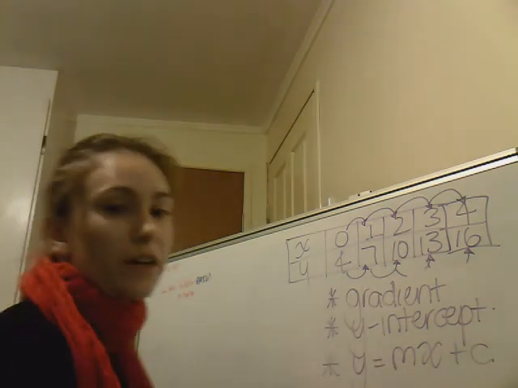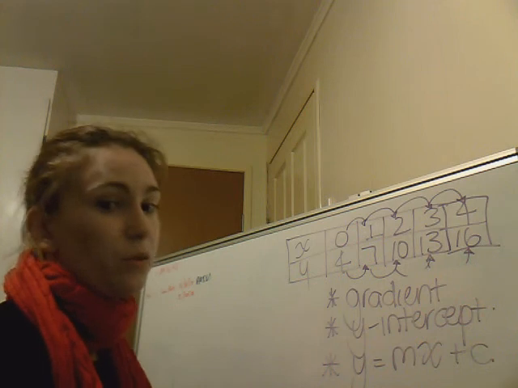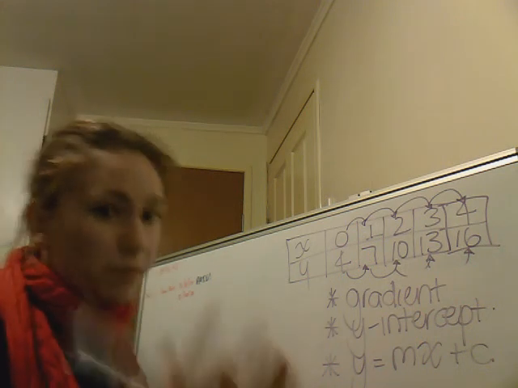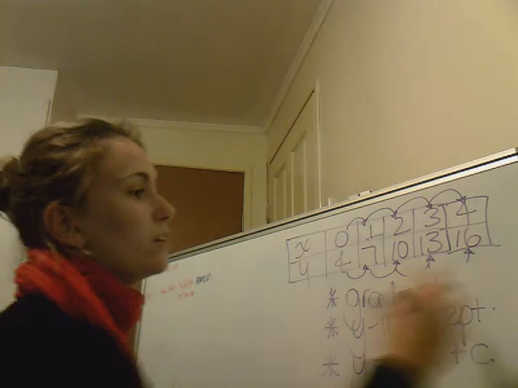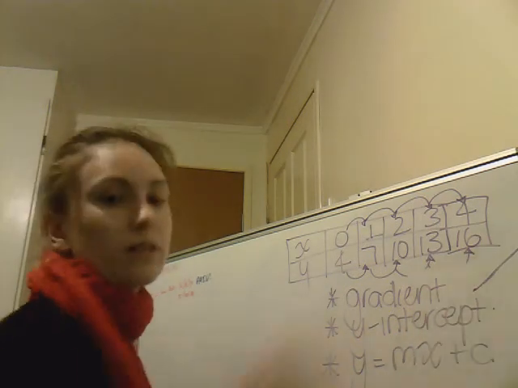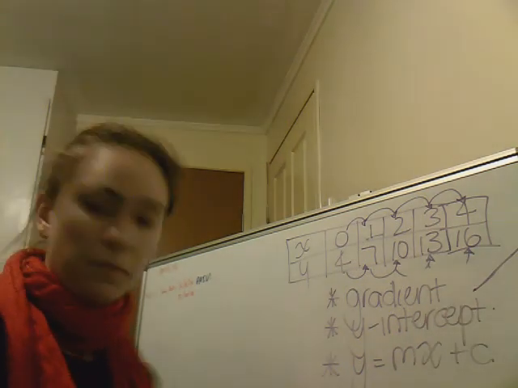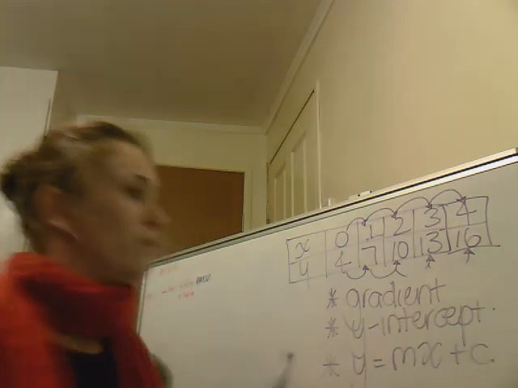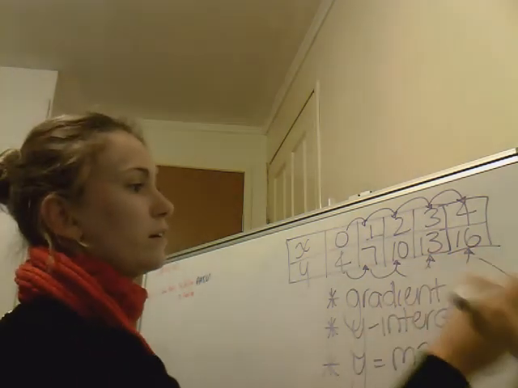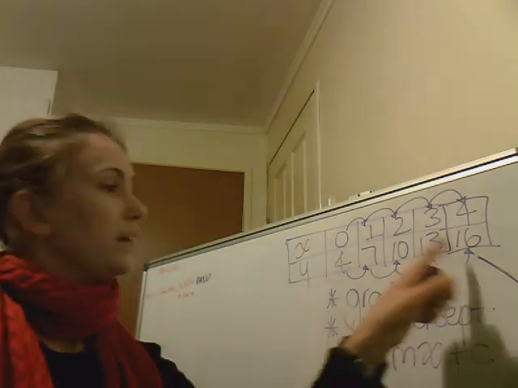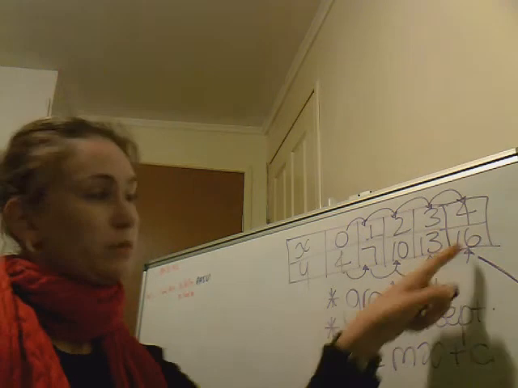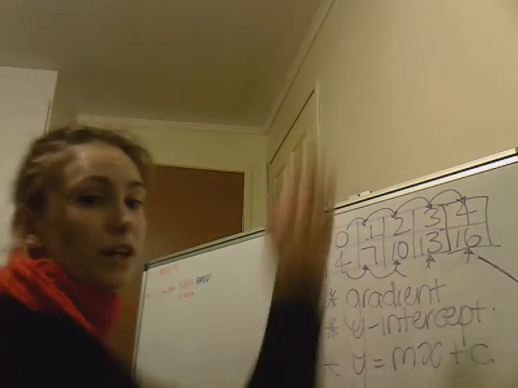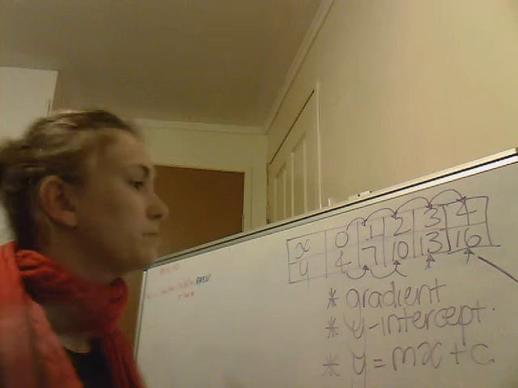If our gradient value is positive, what does that mean? It means our line is going to look like so. If our gradient is negative, our line is going to go from left to right, sloping down. If the gradient's positive, it's going to be sloping up.